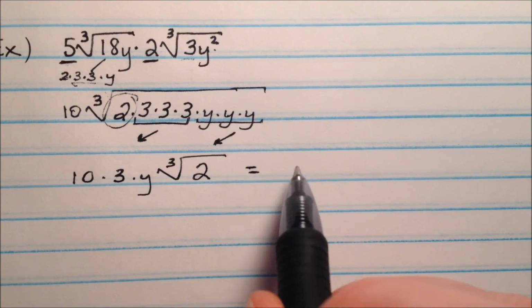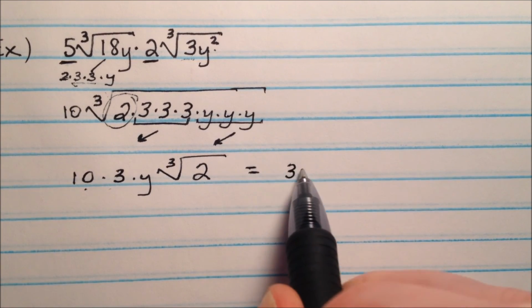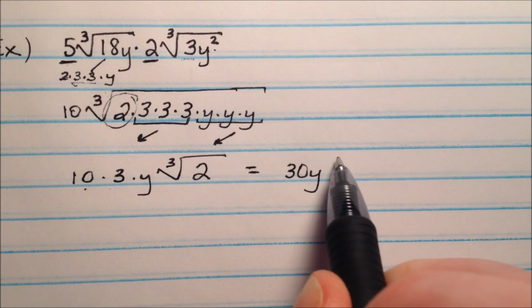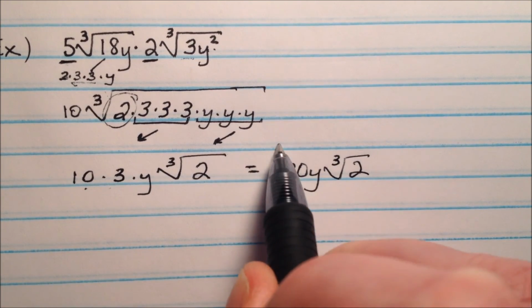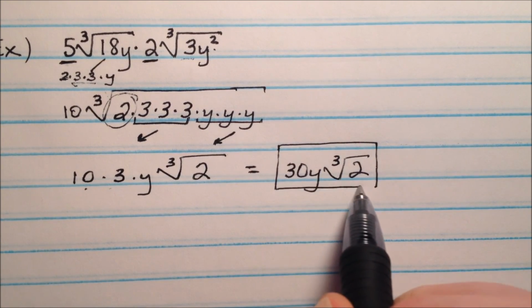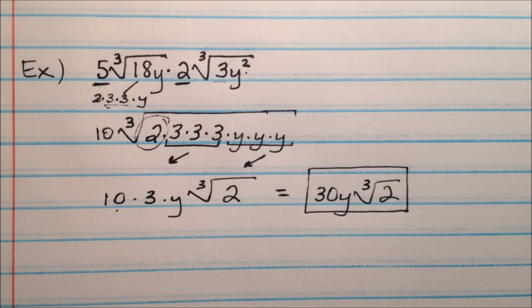So now we can say our final answer is 10 times 3 is 30, and then the y, and then the cube root of 2. So the answer to this problem is 30y times the cube root of 2.